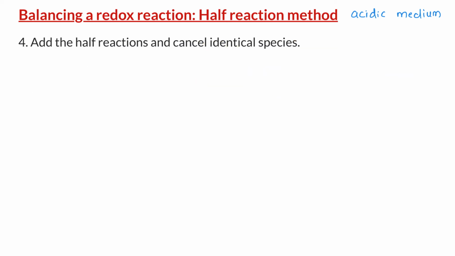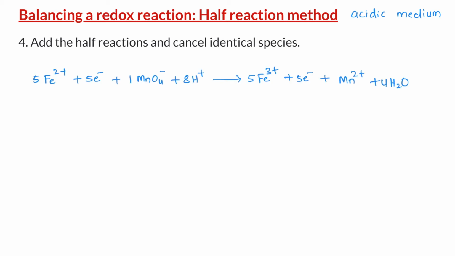In the fourth step, we add both the half reactions and cancel identical species on both sides. The following is the combined equation. Let us check if we have any identical species on both sides. We have 5 electrons on the reactant side and 5 electrons on the product side, which get cancelled. So the remaining equation is a balanced redox reaction.